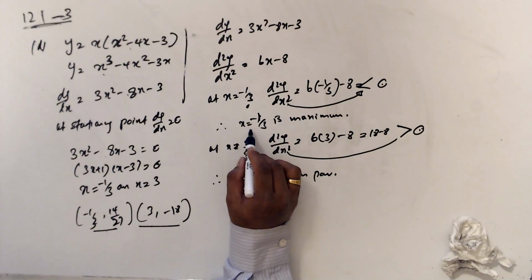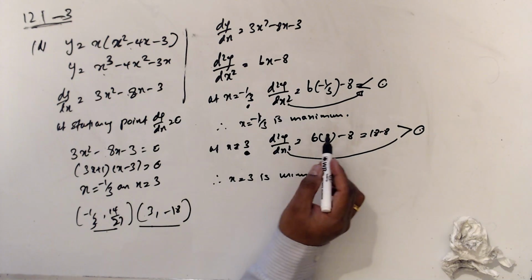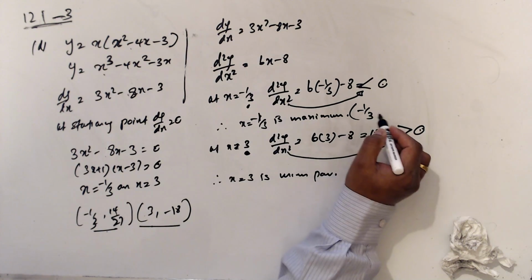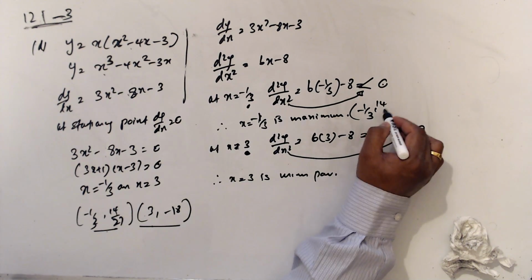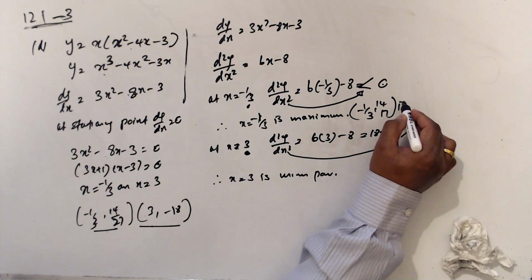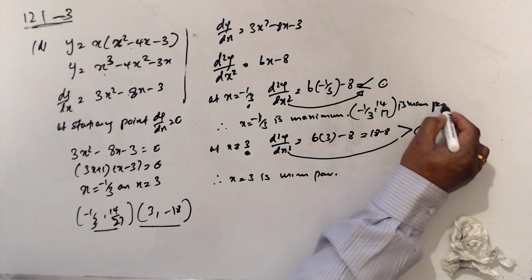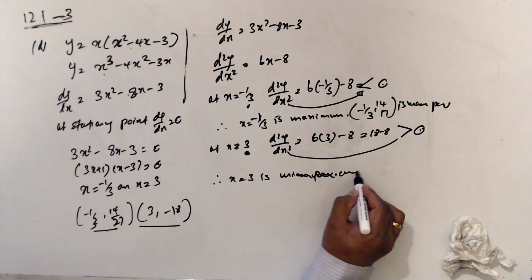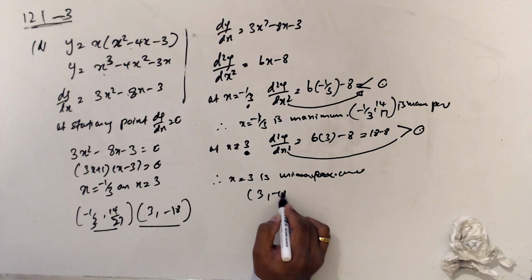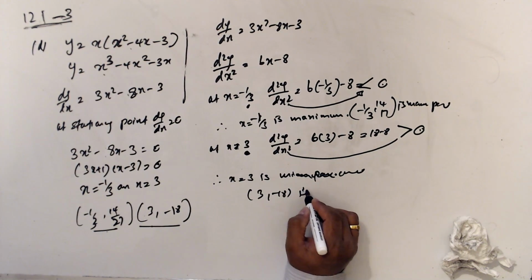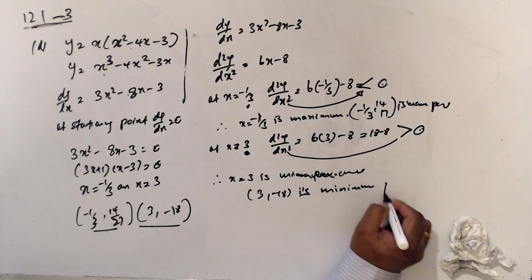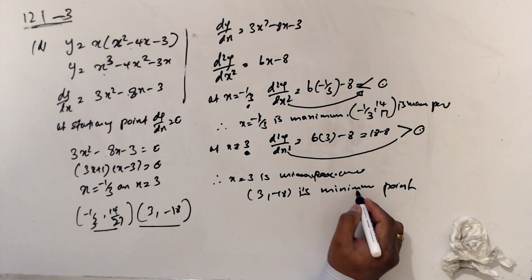Hence x equal minus 1 over 3, with y equal 14 over 27, is a maximum point, and 3, minus 18 is a minimum point.